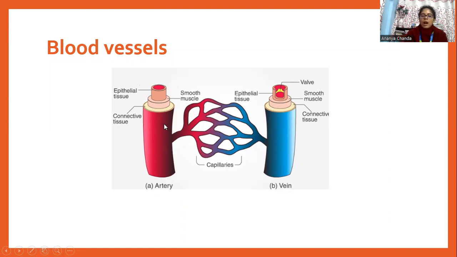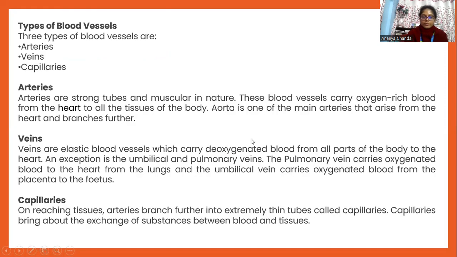The artery has arterioles, which are the subdivision of the artery. These arterioles form a capillary structure. These capillaries then attach to the veins via a structure called a venule, which is the subdivision of the veins. So there are three types of blood vessels: arteries, veins, and capillaries.